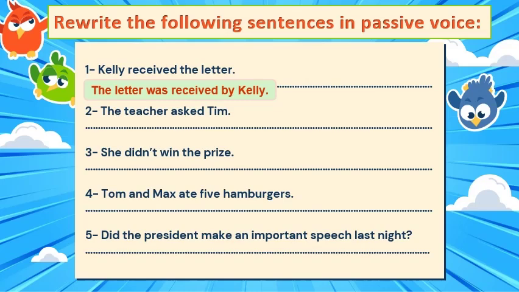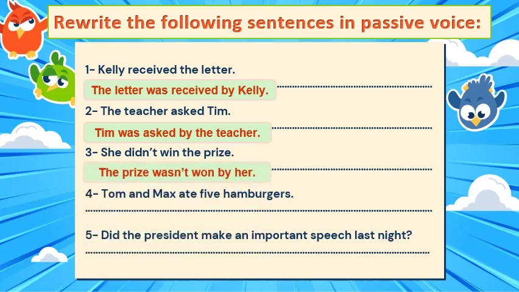Okay. Number 2, think about it. That's right. The teacher asked Tim, so Tim was asked by the teacher. Let's continue. Number 3, she didn't win the prize. Think about it. Start with the object. Don't forget this. The sentence is in the past. So the prize wasn't won by her, because she here is a pronoun, so I will change it to the pronoun in the object case.